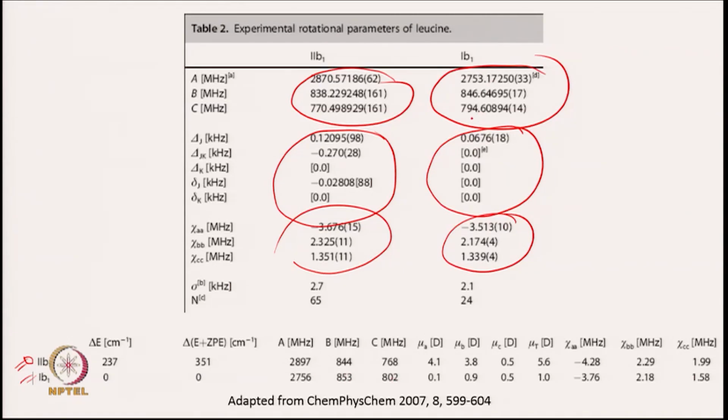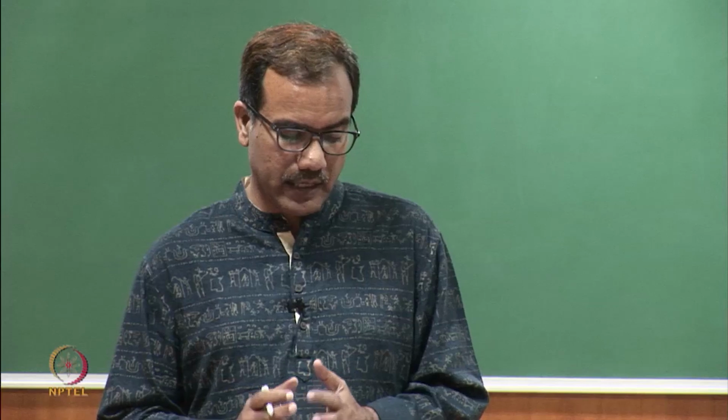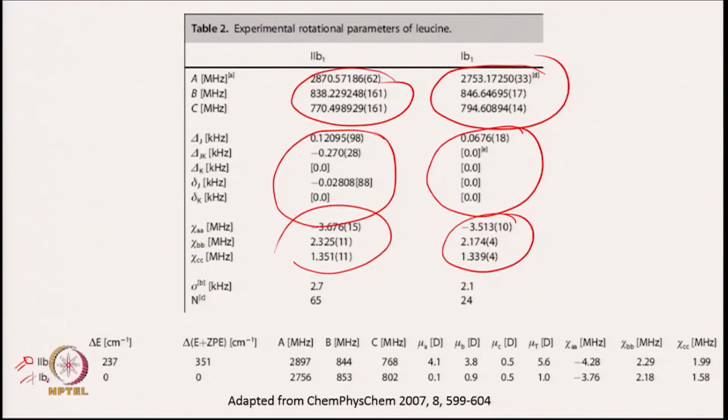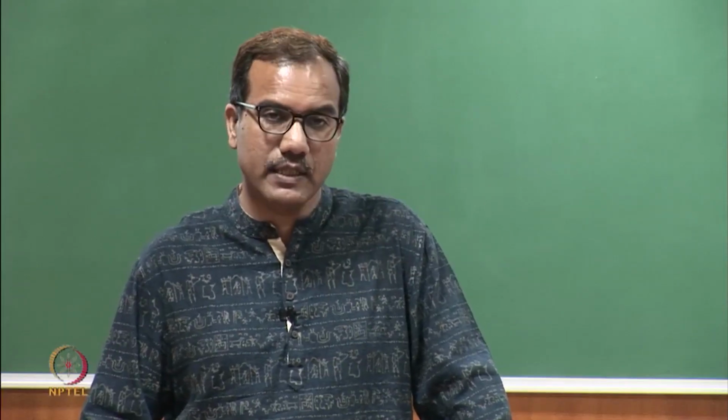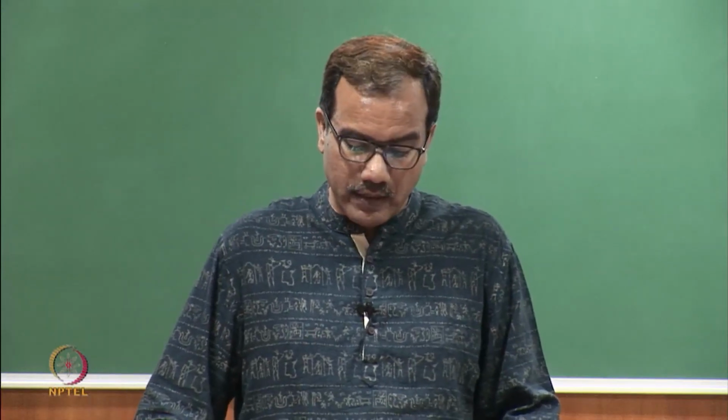So, now by matching experimental with theoretical calculation, they were able to predict that leucine exists in 2 different forms, one is 2B1 and another is 1B1. Conformations can be differentiated by obtaining the rotational spectrum.